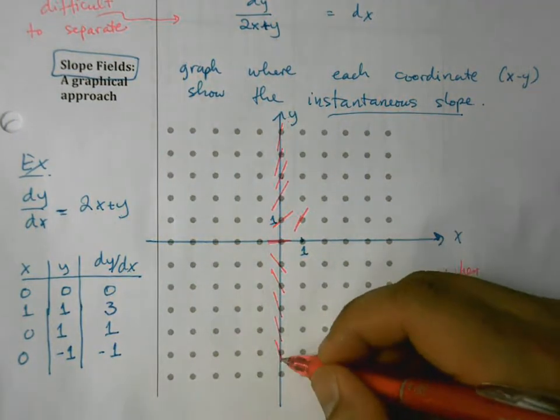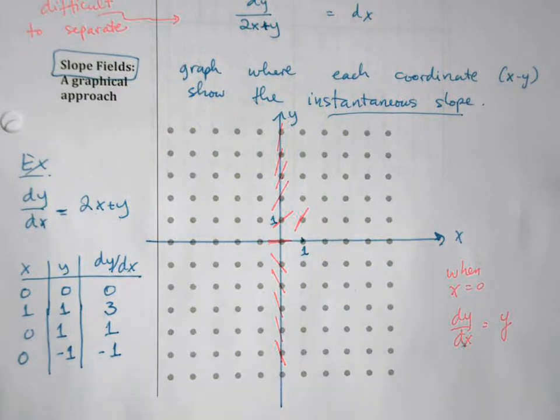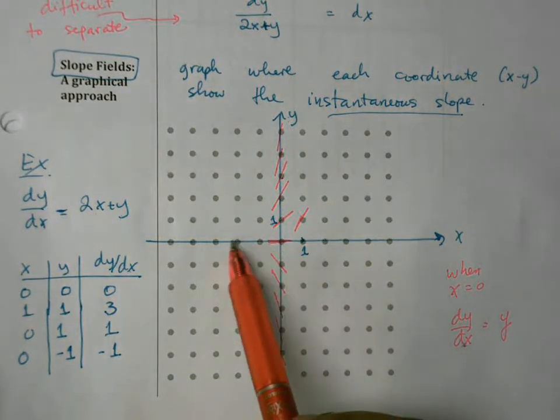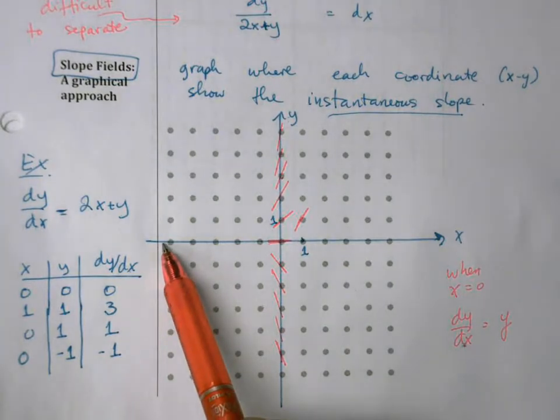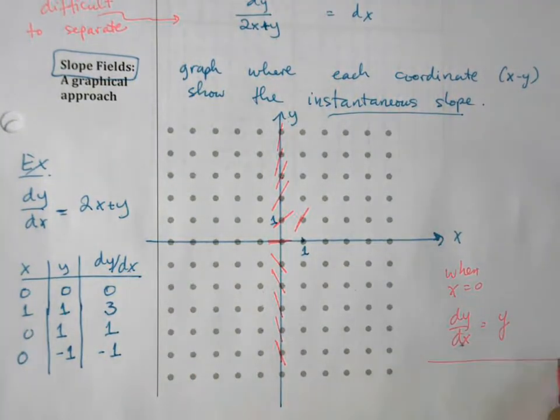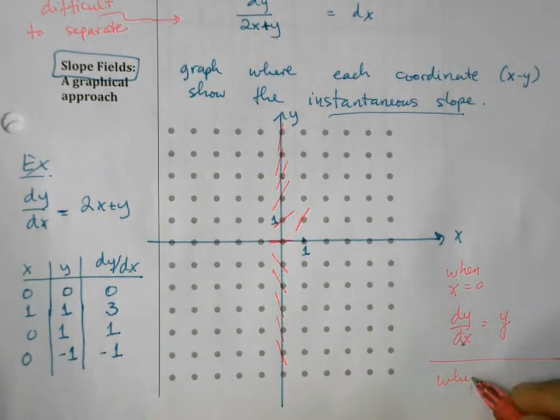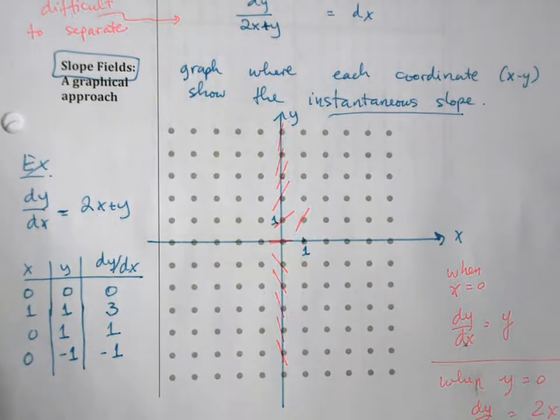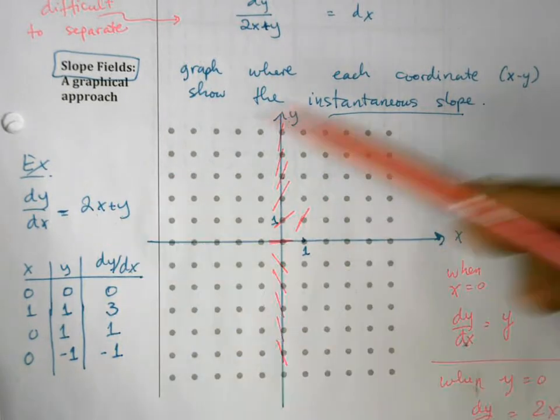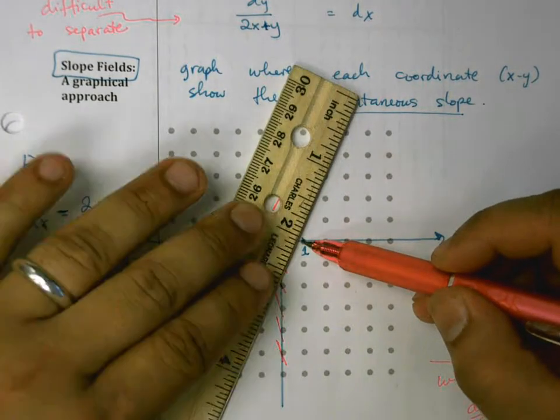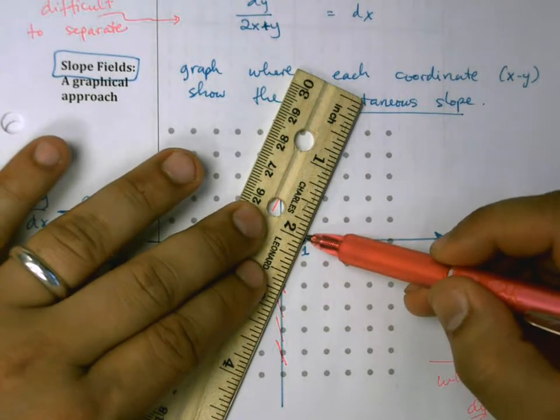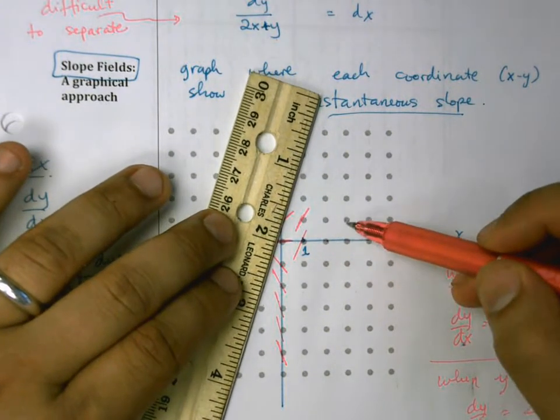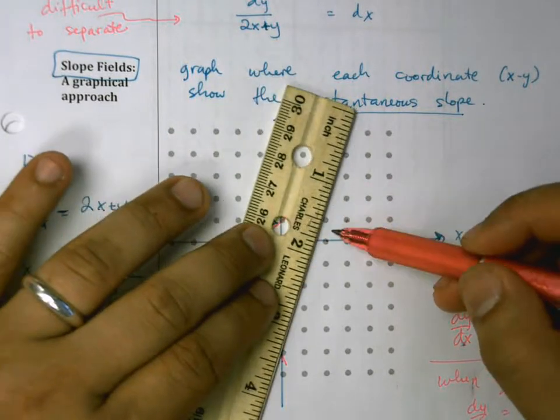These are some of the patterns that you can see start to form as you graph this whole thing. Now let's see here. What if y is equal to 0? Well, when y is equal to 0, dy dx is equal to 2x. So for example, at 1, 0, the slope is going to be 2. When x is equal to 2, the slope is going to be equal to 4.